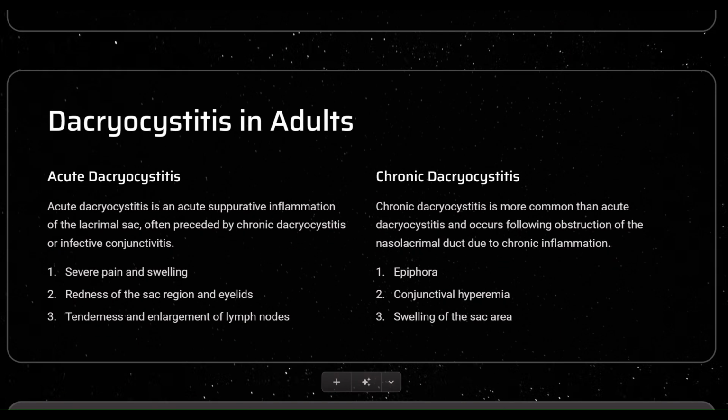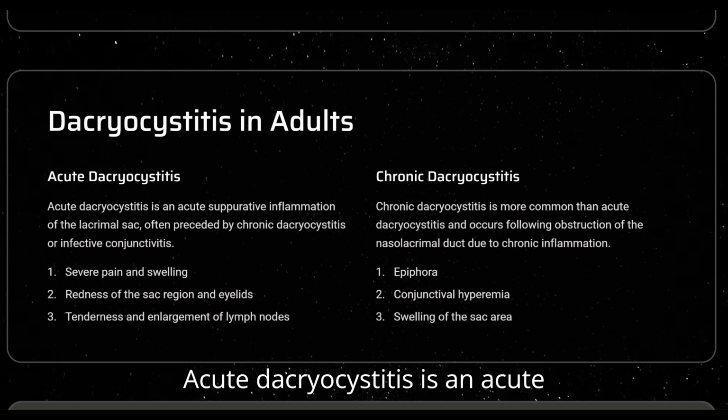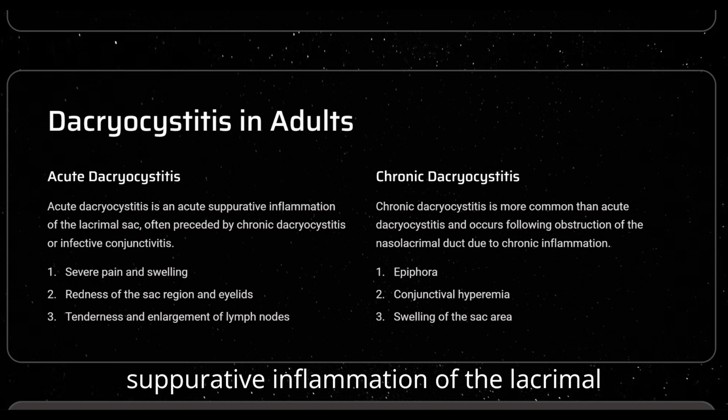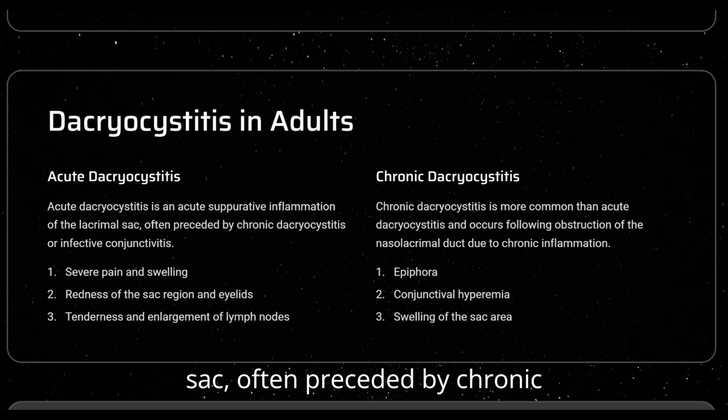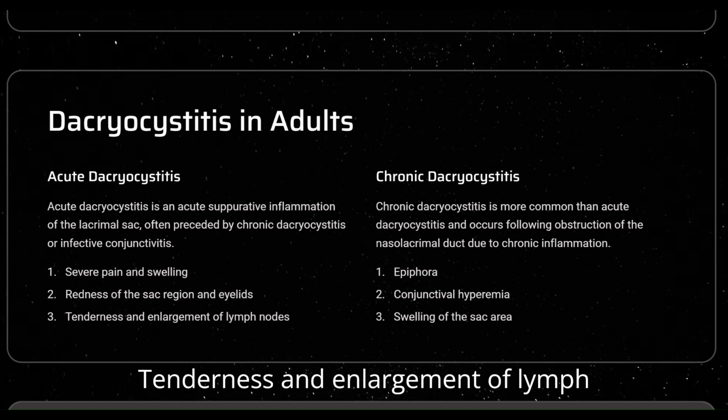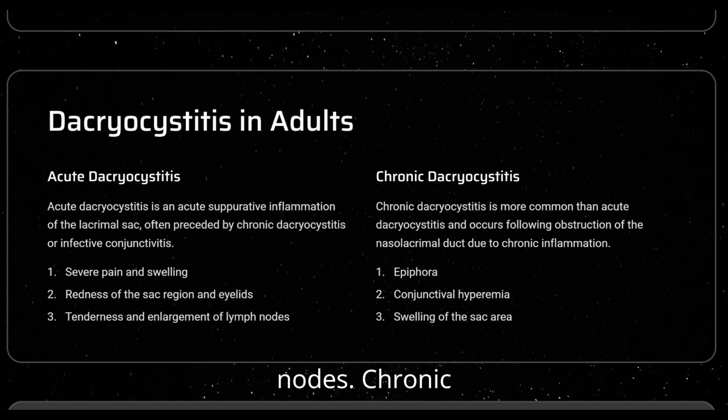Dacryocystitis in adults. Acute dacryocystitis. Acute dacryocystitis is an acute suppurative inflammation of the lacrimal sac, often preceded by chronic dacryocystitis or infective conjunctivitis. Severe pain and swelling. Redness of the sac region and eyelids. Tenderness and enlargement of lymph nodes.